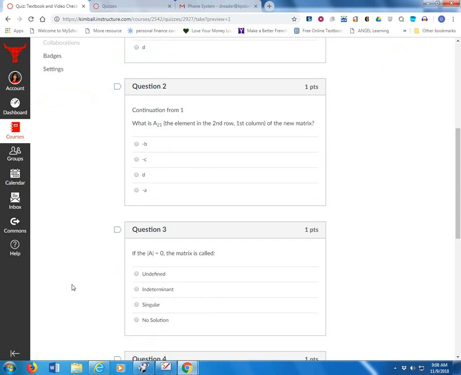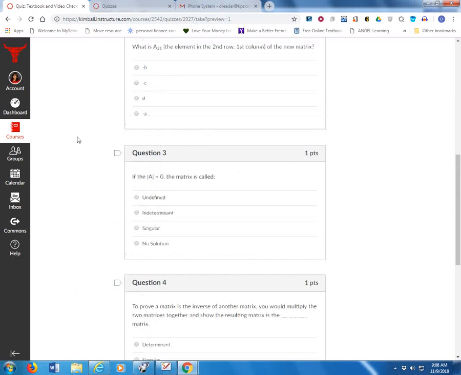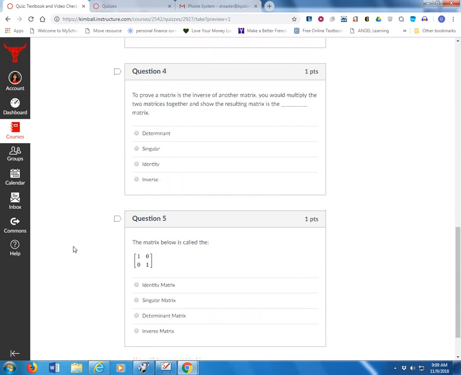Question 3. If the determinant is 0, the matrix is called, this was in the reading, singular. If the matrix is singular, you can't find the inverse. Question 4. To prove a matrix is the inverse of another matrix, you would multiply the two matrices together and show the resulting matrix is the identity matrix. The matrix below is called the identity matrix. Okay?